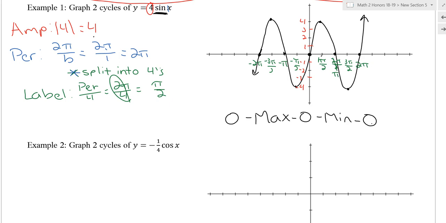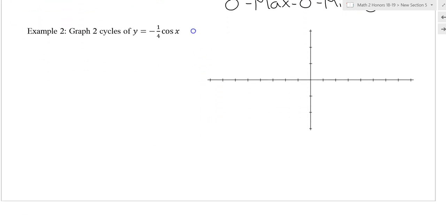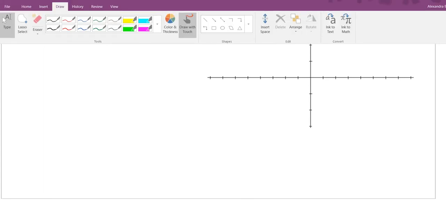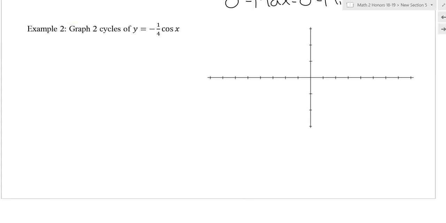All right, looking at example 2. Graph 2 cycles of y equals -1/4 cosine x. Okay. So our amplitude, again, amplitude comes from the absolute value of a, which is the absolute value of -1/4, which is just 1/4.